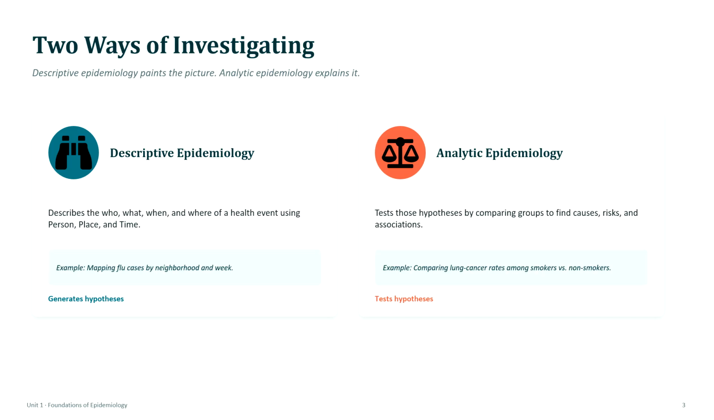Analytic epidemiology comes next. It tests those hypotheses by comparing groups. This is how we proved decades ago that smokers develop lung cancer at dramatically higher rates than non-smokers, not by observation alone, but by systematically comparing exposed and unexposed groups. Keep this pairing in mind. Descriptive epidemiology asks what's happening, and analytic epidemiology asks why is it happening and can we prove it?